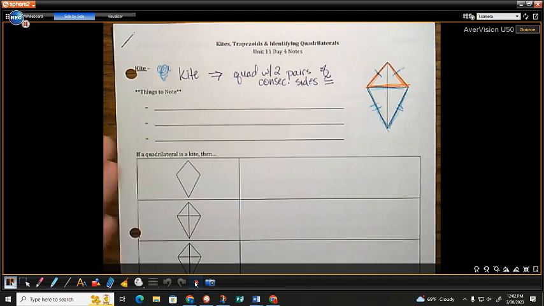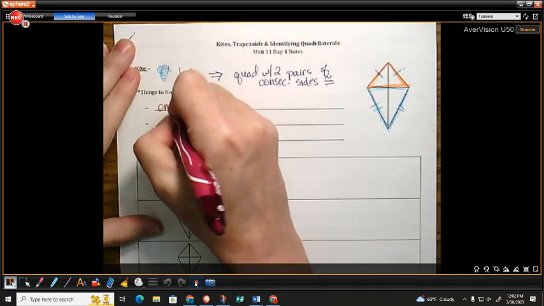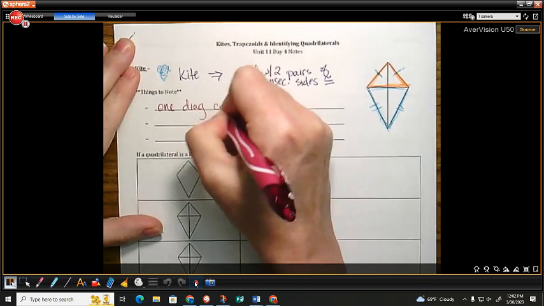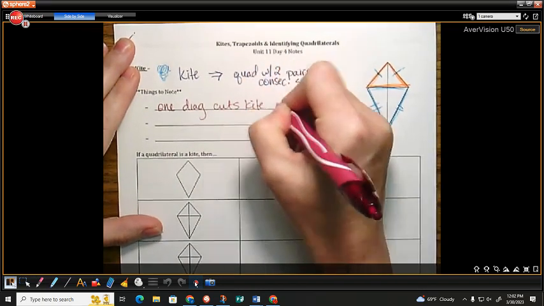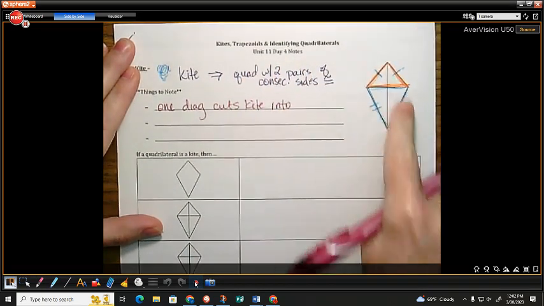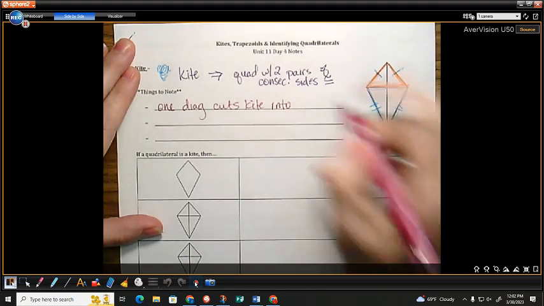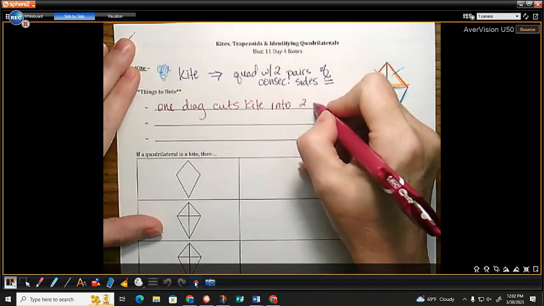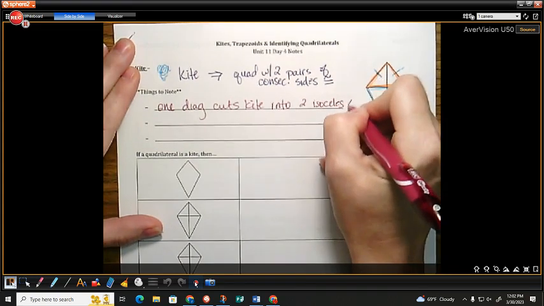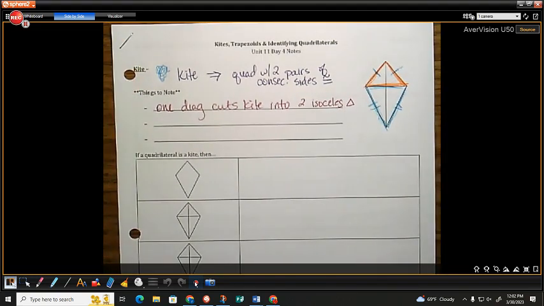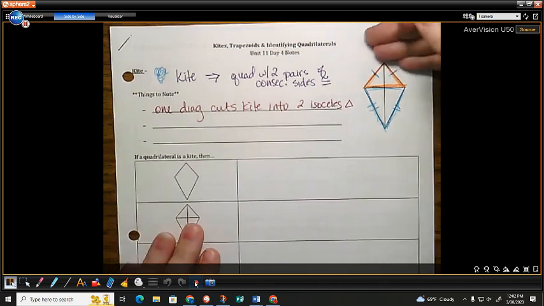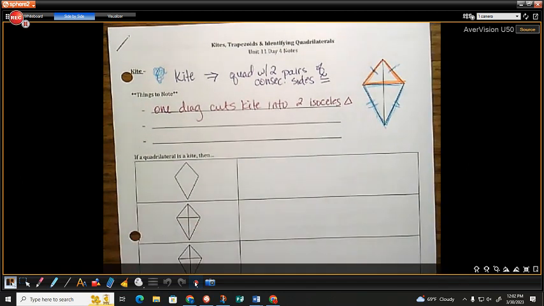And so a fancy thing to note about kites is that one of the diagonals cuts the kite into what shapes? What kind of triangles? It's 2 isosceles triangles. So that's what's special about kites. Because if it was, like, a rectangle, they aren't necessarily going to be isosceles. But with a kite, it's always this one is and this one is. Okay?